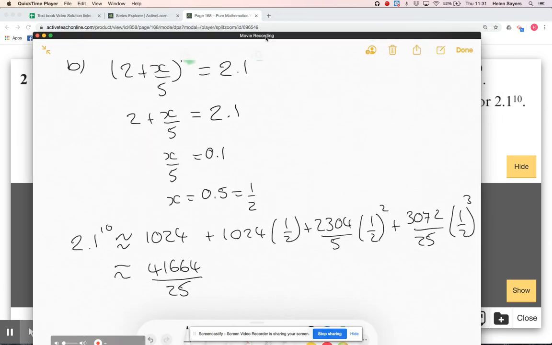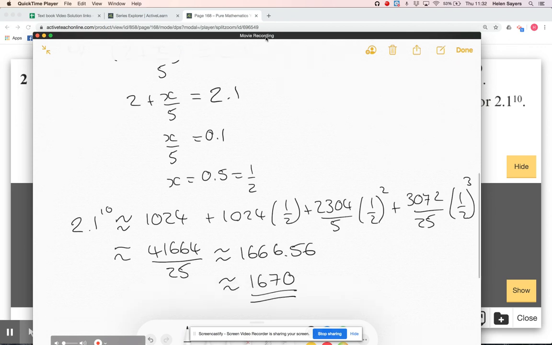So normally we'd say, oh, leave your answer as an exact fraction if you can, but obviously that's only an approximation anyway. So it really doesn't make sense for me to leave that as an exact fraction. So I'm going to change it to a decimal, and then I'm going to round that to 3 significant figures because that's what we normally go for.